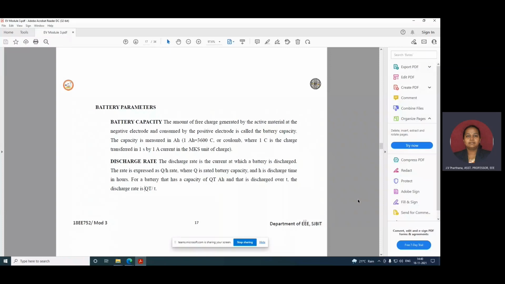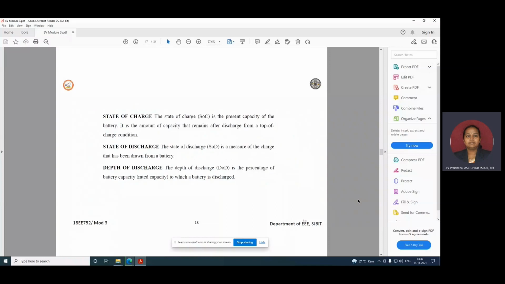For a battery that has a capacity of Q Ah and is discharged over time T, the discharge rate is the current at which the battery is discharged. The rate is expressed in Q/H as discussed earlier.